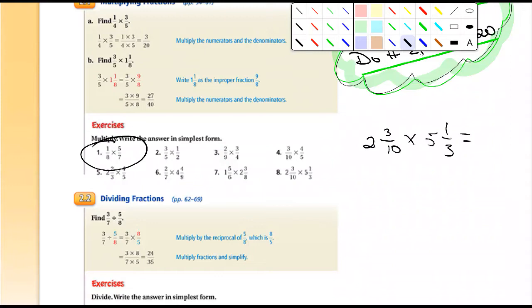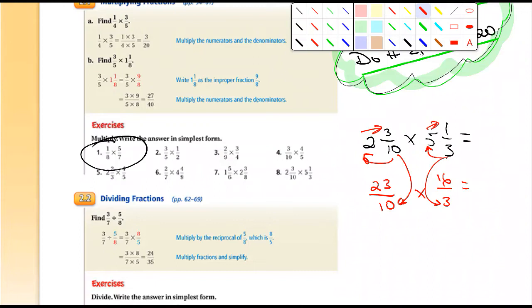So you have two mixed numbers, and so we need to change both of those into fractions so we can multiply them together. And as a reminder, it would be 2 times 10, which is 20, plus 3 is 23 over 10. Remember, the denominator stays the same. Times 3 times 5 is 15, plus 1 is 16. That's going to be 16 over 3. Okay? And again, remember that the denominator stays the same.